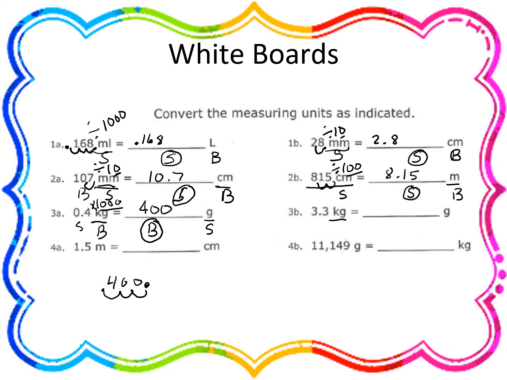3b, I have kilograms and grams. Again, kilograms are big, grams are small. I'm looking for a big number. So we're going to multiply. There are 1,000 grams in a kilogram. So I have 3 and 3. I move it 3 places, so 1, 2, 3. I make room for 2 zeros. The answer is 3,300.